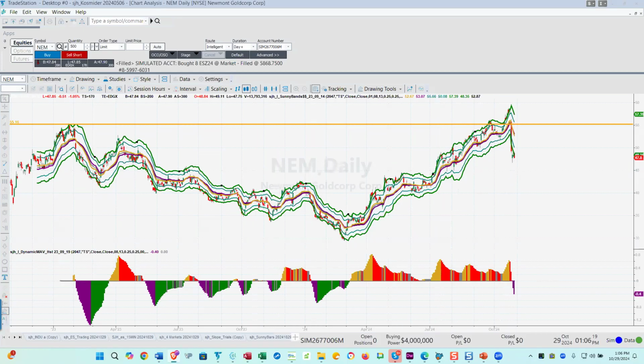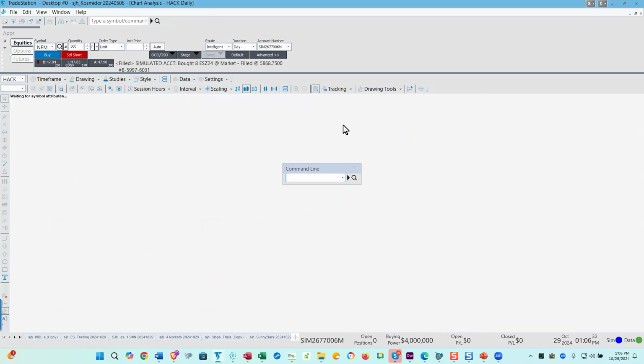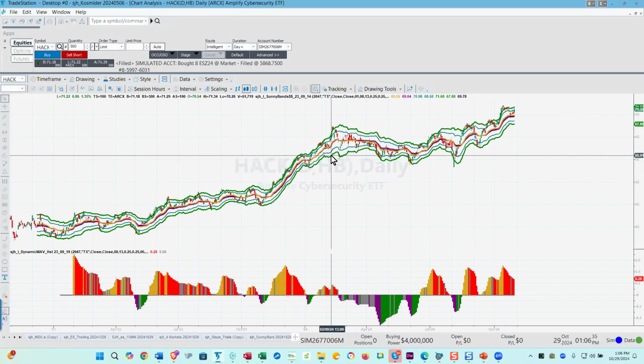Okay. Do we have any symbols? Oh, it's a cybersecurity ETF, actually. Oh, the hack? Yeah. All right, fantastic. Thank you, Dave.